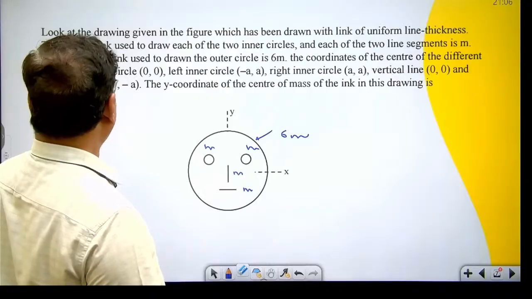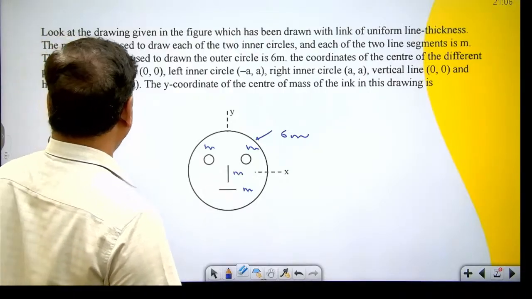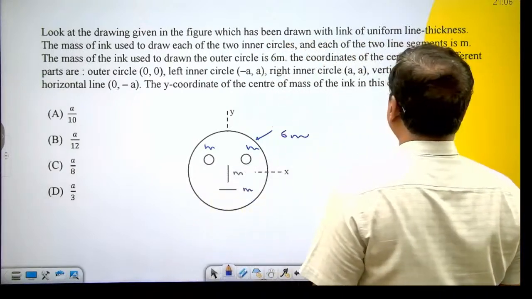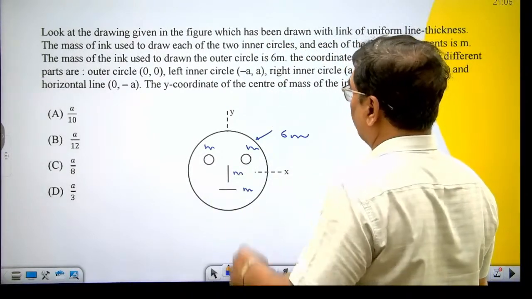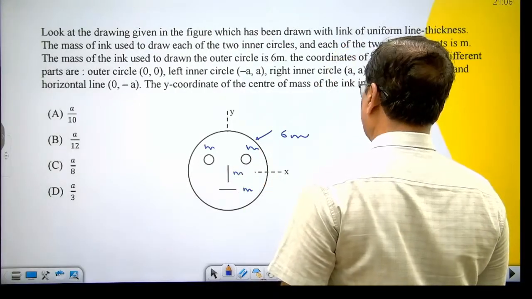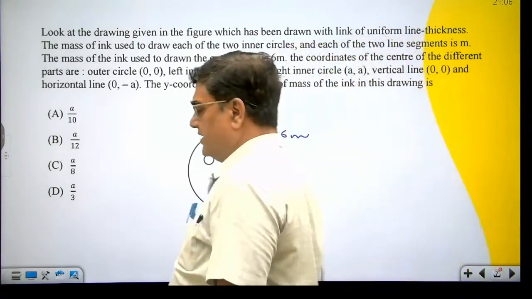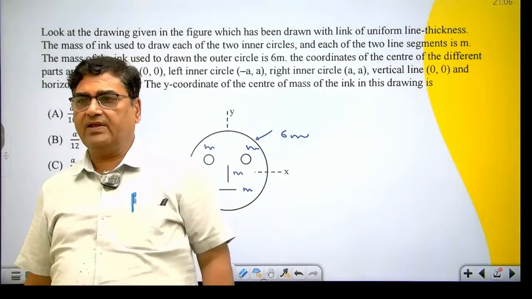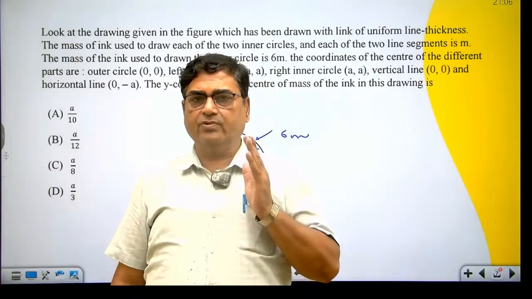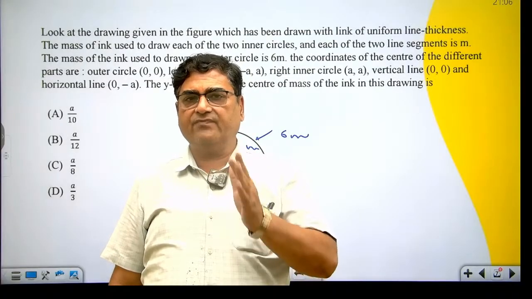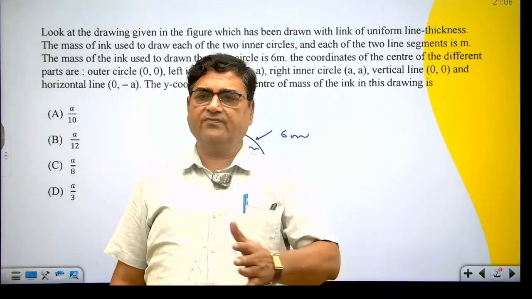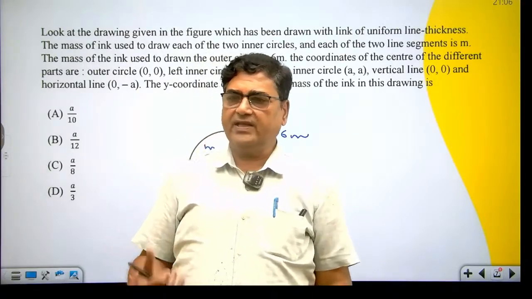And the coordinates of the centers of different parts are: outer circle 0, 0; left inner circle minus a, a; right inner circle a, a; vertical line 0, 0; and the horizontal line 0, minus a. The y coordinate of the center of mass of the ink in this drawing is. Since we need to calculate the y coordinate, we will apply the formula ycm equal to m1 y1 plus m2 y2 plus m3 y3 plus m4 y4 plus m5 y5 divided by m1 plus m2 plus m3 plus m4 plus m5. In this way we can solve the problem.